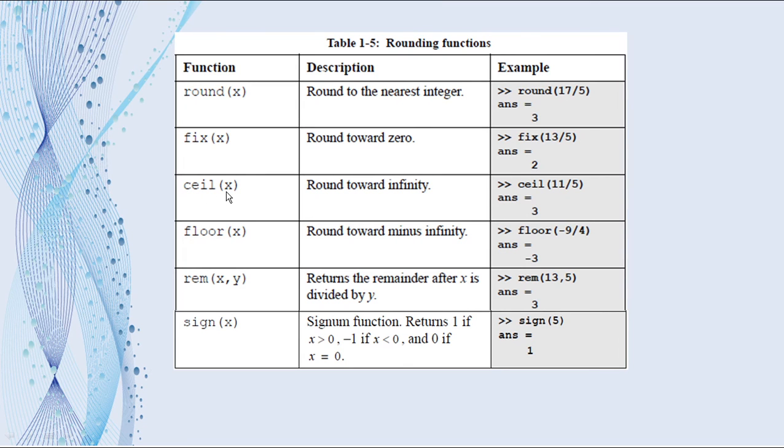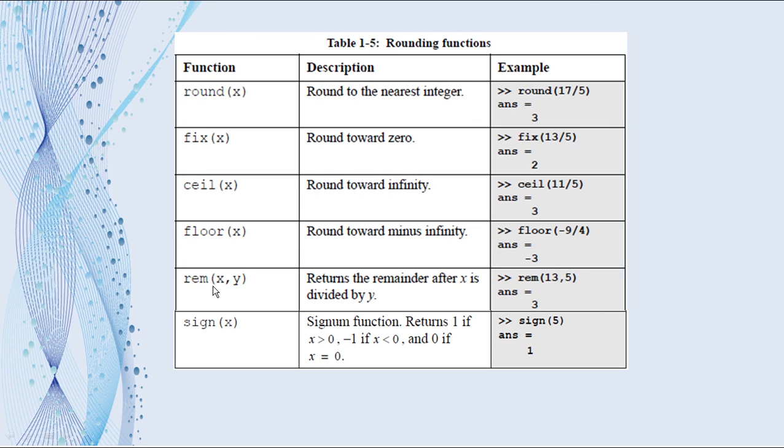Ceil of x, rounding towards infinity, on the number line towards 0 and towards infinity. So ceil of 11 by 5, 11 by 5 is 2.2 something. Even then, it rounds off towards infinity, so that's why it becomes 3. Floor of x, rounding towards minus infinity. So minus 9 by 4 becomes minus 2 point something, towards minus infinity, that's why we have minus 3.